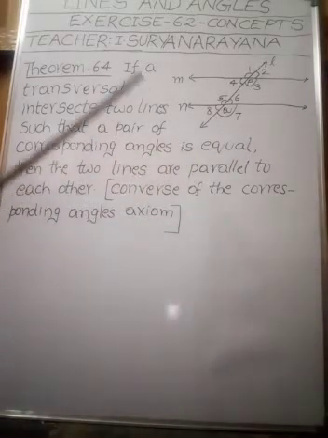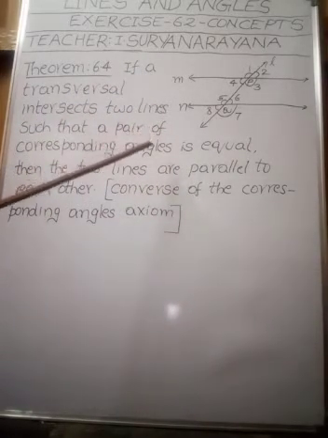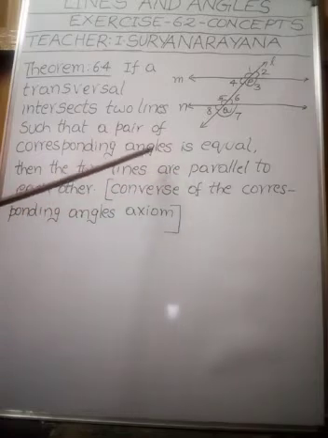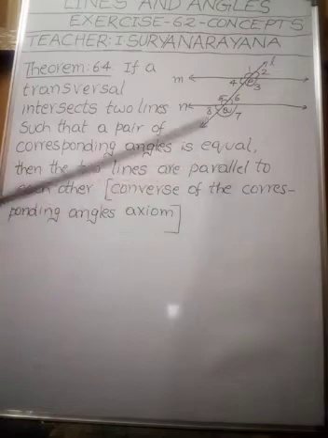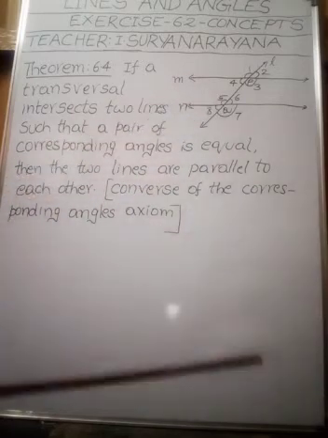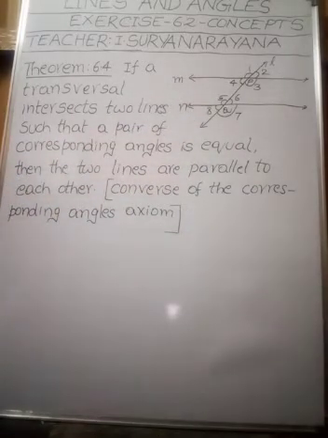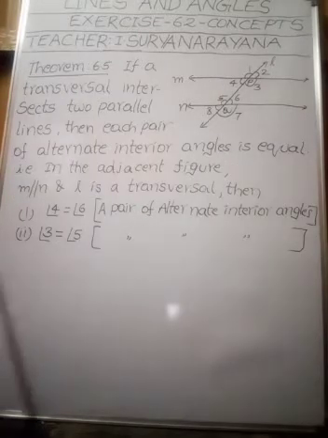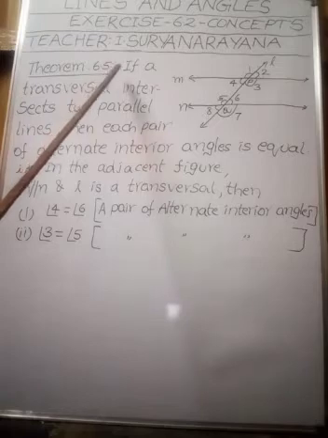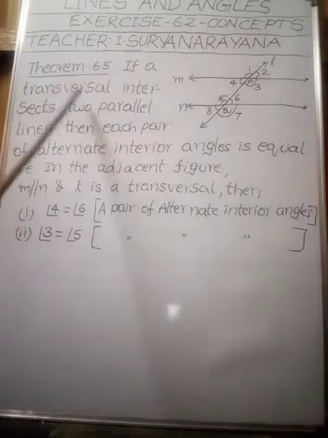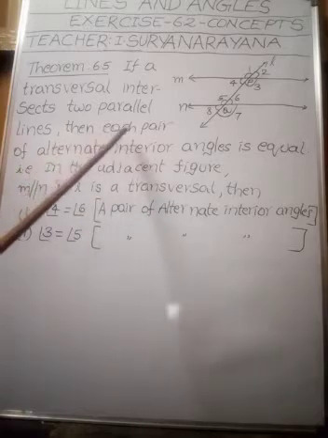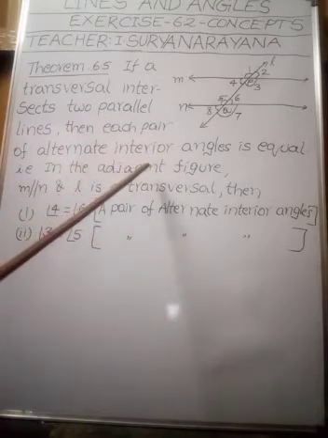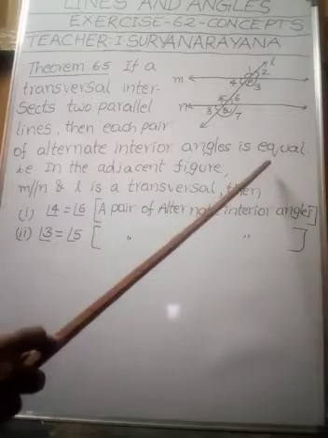If each pair of corresponding angles is equal, then the two lines are said to be parallel lines. Is it clear, my dear children? Right. Now come to the next theorem, theorem 6.5. If a transversal intersects two parallel lines, then each pair of alternate interior angles is equal.